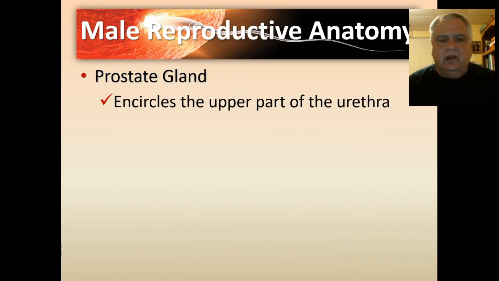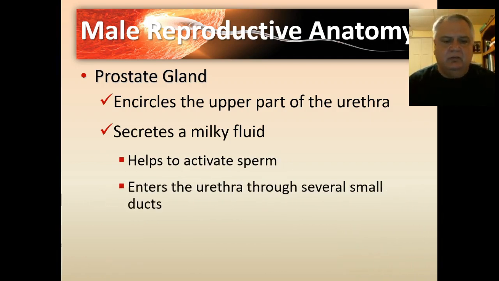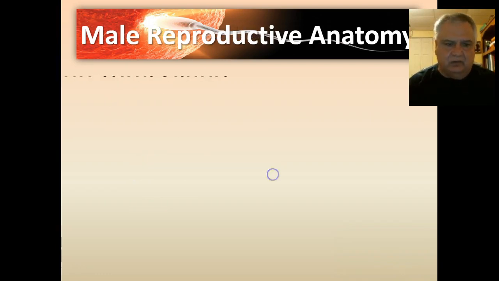The prostate gland, as we've seen in the previous diagram, encircles the upper part of the urethra. It secretes a milky fluid. This milky fluid contains chemicals that will also help in the activation of the sperm. Secretions from the prostate gland will enter the urethra through several small ducts.